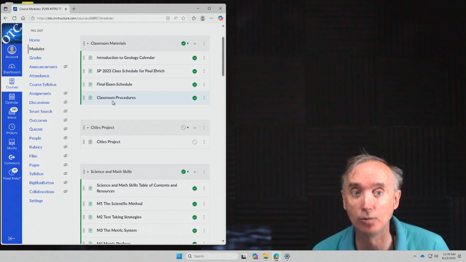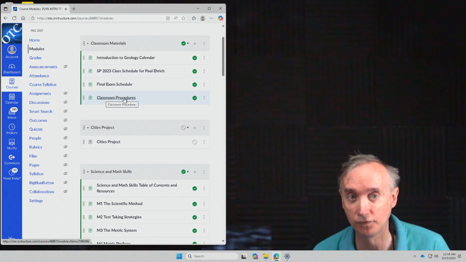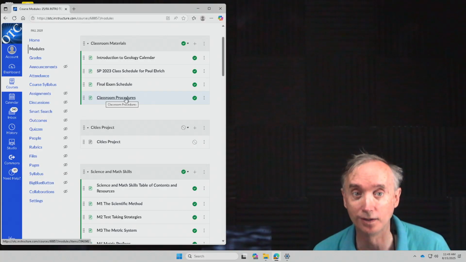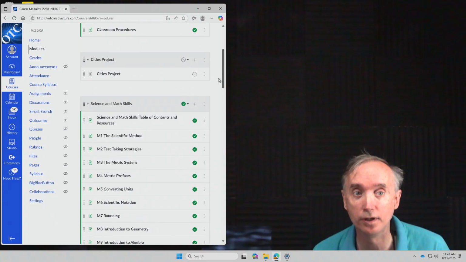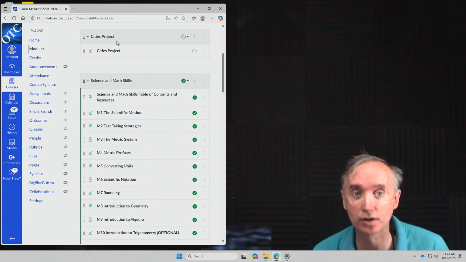And then we'll go over this in lab. This is called the classroom procedures, and it's going to tell you what to do in case of a fire or tornado or gunman. Okay, then don't worry about the cities project here.